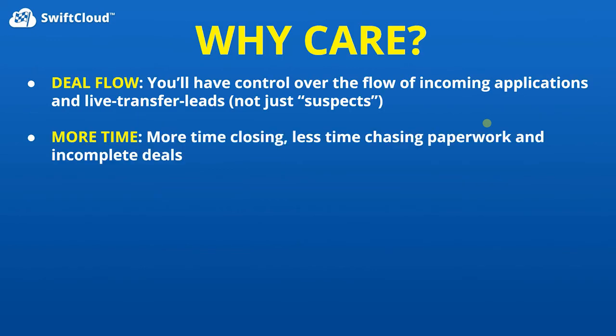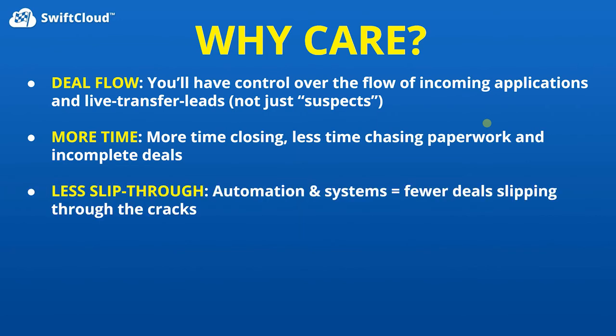Number one, deal flow. You want to have control over the flow of incoming applications, and we want you to get to a stage where it's like a spigot. You turn on the spigot and you're getting a little busy, so you turn down the spigot, right? It should be that level of control. More time closing means less time on the intro stuff, less time chasing paperwork and incomplete deals, which also means less slip through.